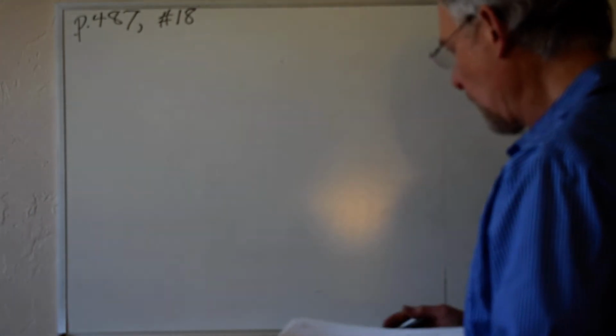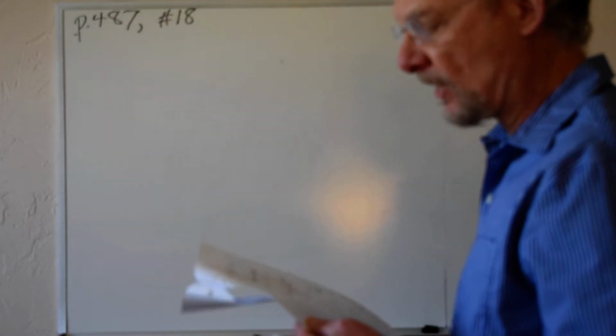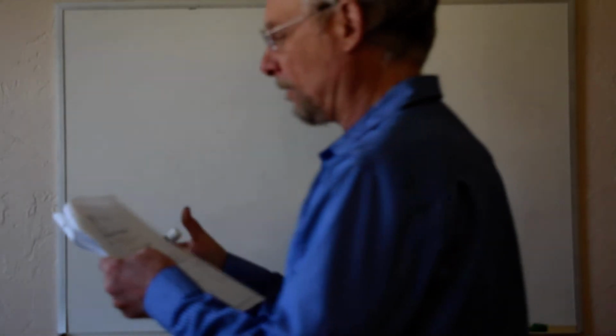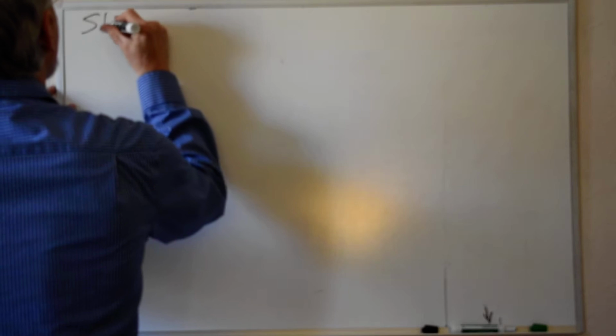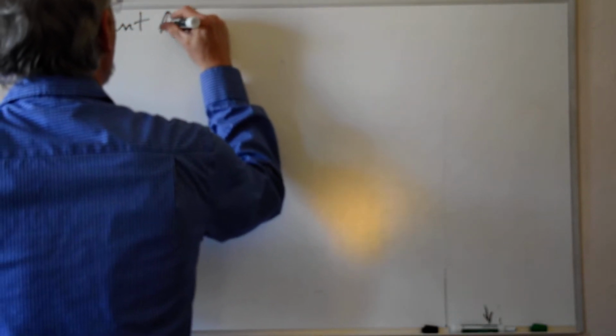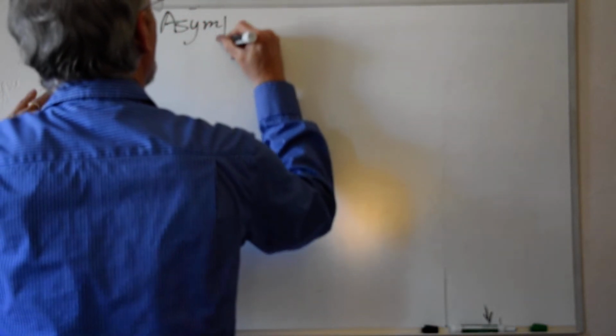So this topic is entitled Slant Asymptotes. And the rest of the section is called And Missing Points. But that's actually a different idea. Slant asymptotes.